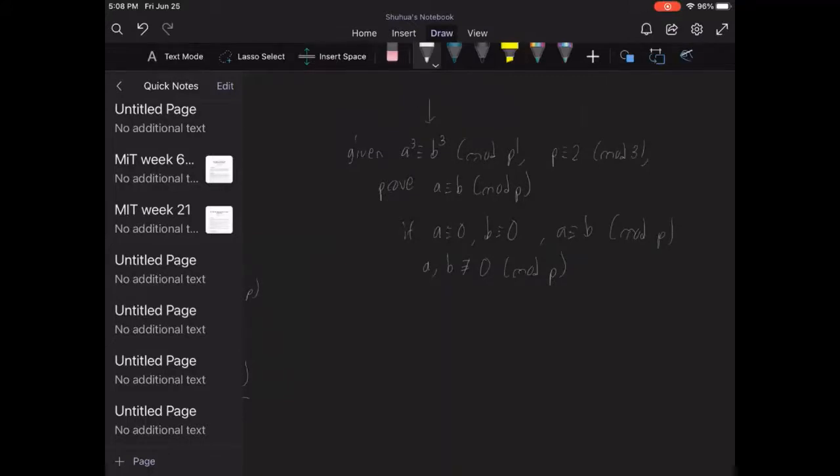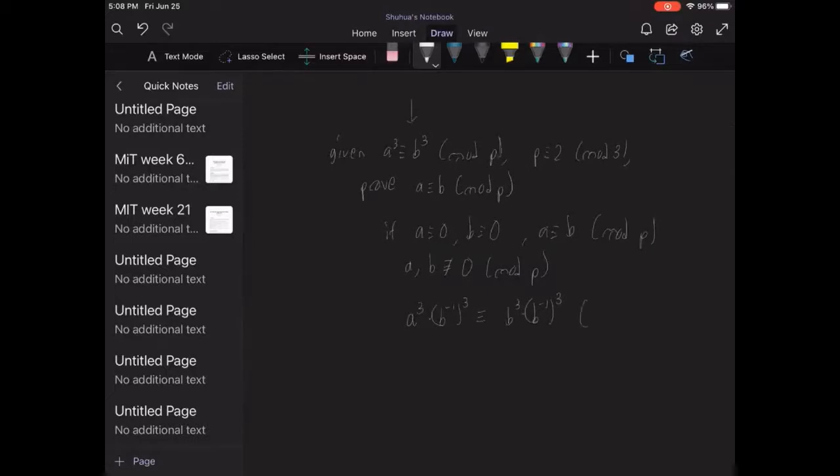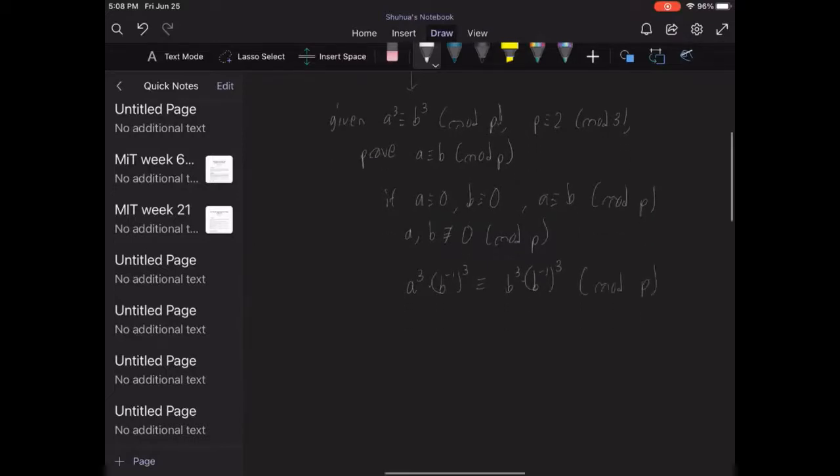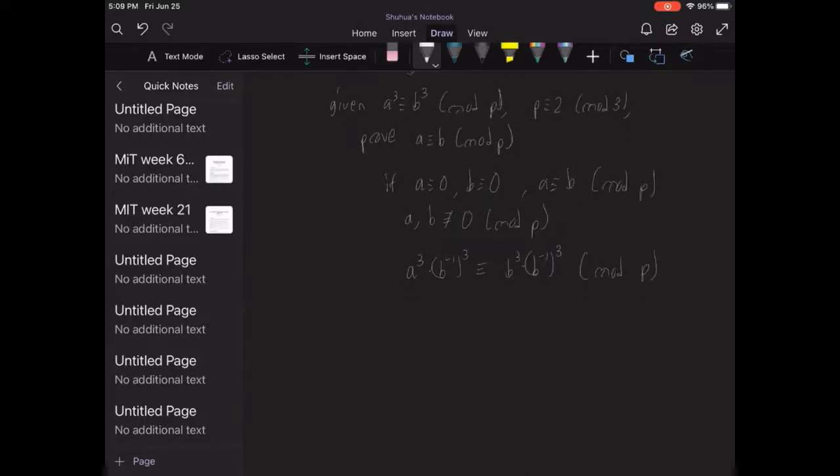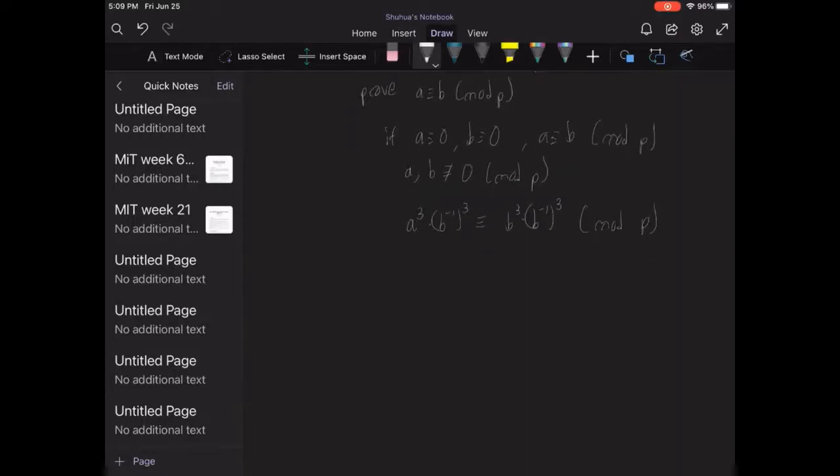Specifically, we will multiply by the inverse cubed. So this gives us A cubed times B inverse cubed is congruent to B cubed times B inverse cubed. And this inverse always exists because it's mod a prime, and everything that's not congruent to 0 is relatively prime to that prime. And by definition of inverse, this right-hand side becomes 1. So we have A times B inverse cubed is congruent to 1 mod P.